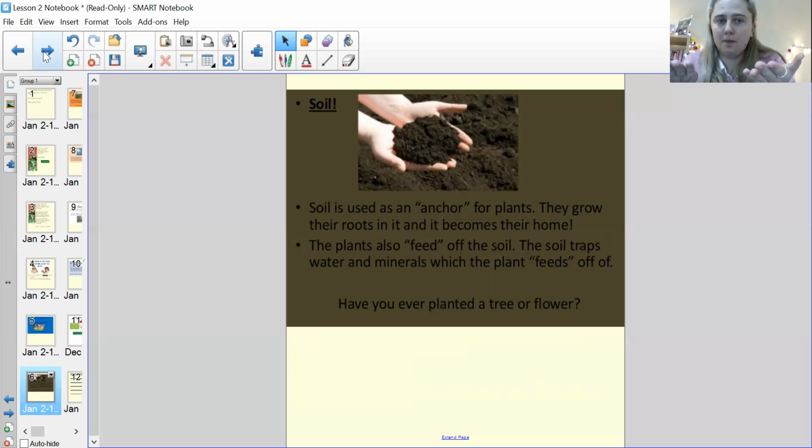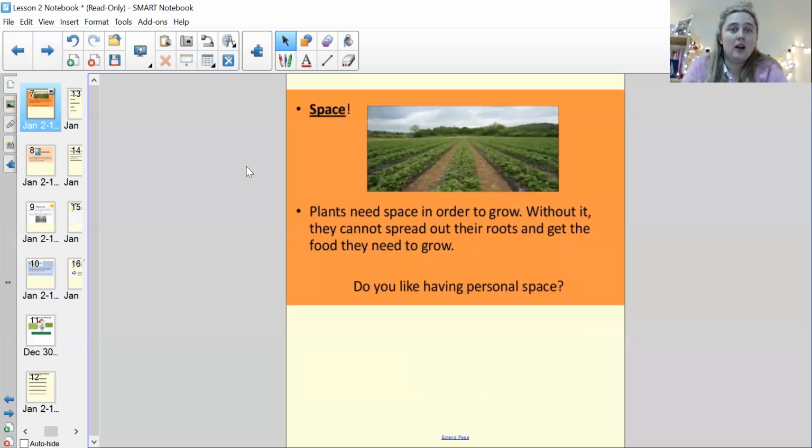Ooh, soil. Soil. Now, soil is used as an anchor for plants. So they grow their roots into the soil and it becomes their home. It holds them into the ground. They also feed off the soil because the soil traps water in it and the special things called minerals that the plant needs to grow. Have you ever planted a tree or a flower? You have? Awesome.